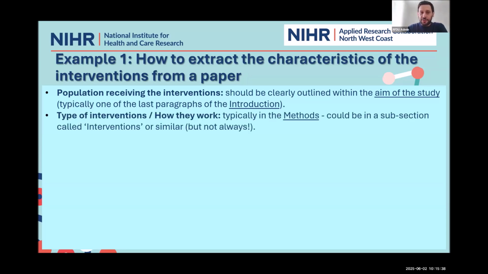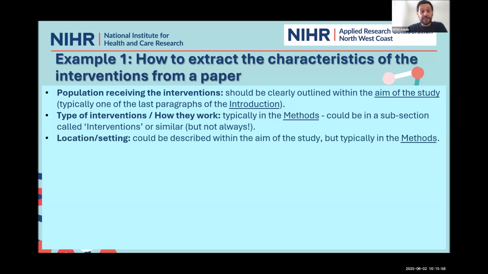In terms of the type of intervention and how they work, these typically will be in the method section, could be in a subsection called interventions, for example, or similar, but not always. It depends on the way journals require people to position the information in the method section of their papers. Geographical location and settings could be described within the aim of the study, but typically you might be able to find this in the methods. And this is an example from an article we used some years ago now.